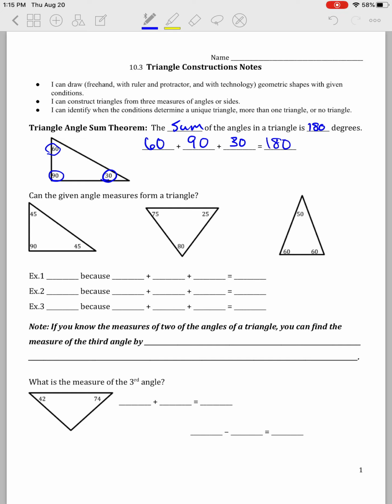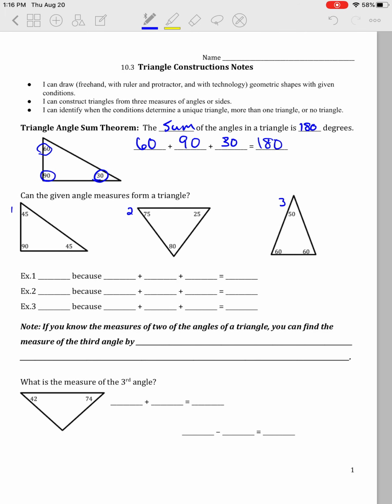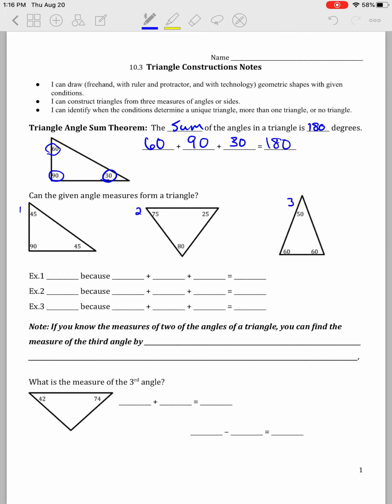Let's look at some examples down here. I'm going to put this as 1, 2, and 3. Let's look at example number 1. Is example number 1 a triangle or not? Count the sides up. 90 plus 45 plus 45 equals 180 degrees. By the triangle sum theorem rule, it's a triangle.